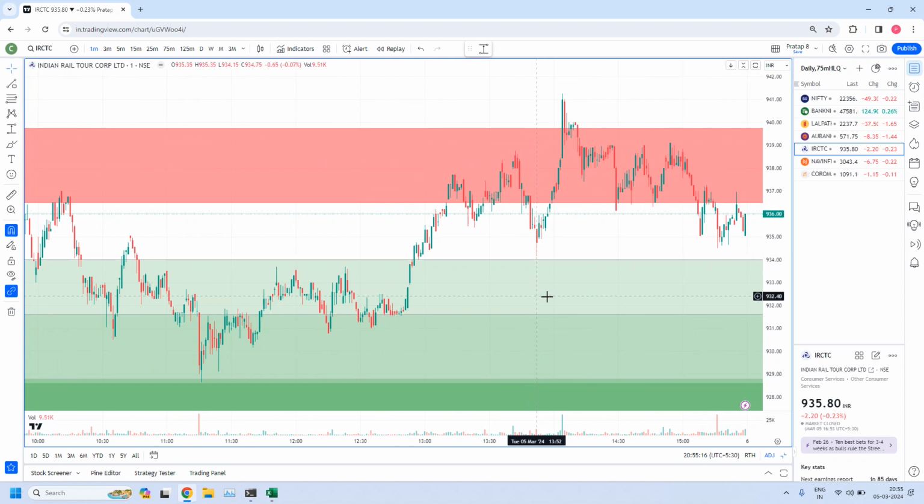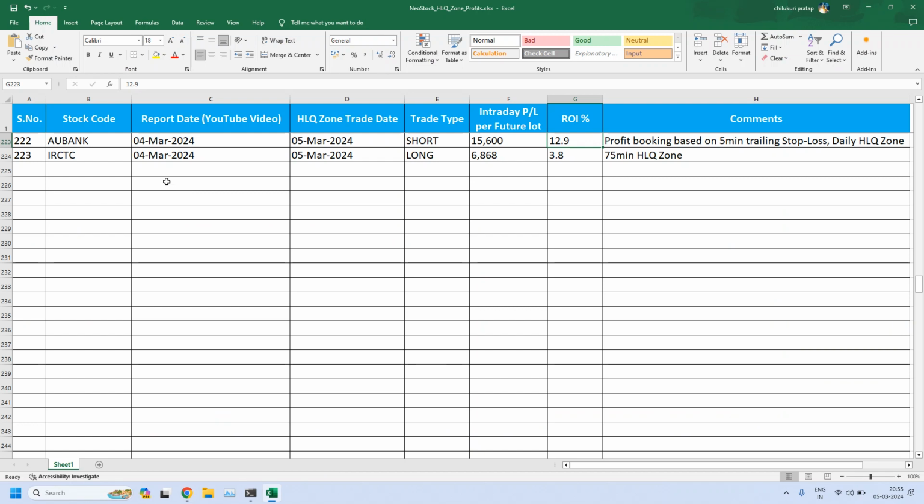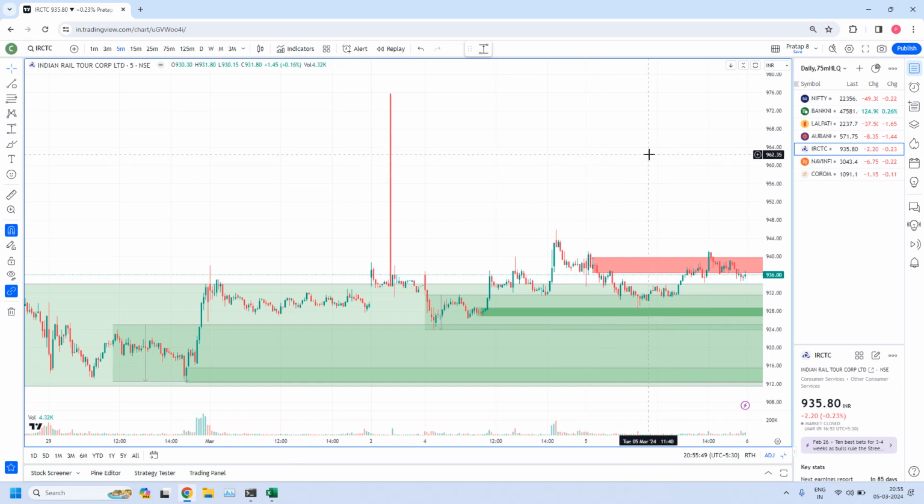Not much difference. Even if you would have gone for trailing stop loss, your profit is almost the same. Maybe another 10 or 20 paisa extra profit, nothing more than that. So anyway, that doesn't make much difference. But what is the profit we got with this? IRCTC, you got a profit of 6,868 rupees, which is 3.8% ROI. So these are the two successful trades.